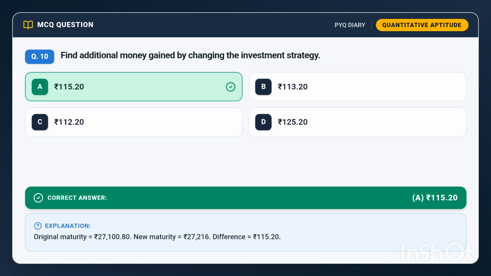Your options are A, 115.20 rupees, B, 113.20 rupees, C, 112.20 rupees, and D, 125.20 rupees. The correct answer is A, 115.20 rupees. Original maturity is 27,180 rupees, and the new maturity is 27,216 rupees. The difference between them is 115.20 rupees.